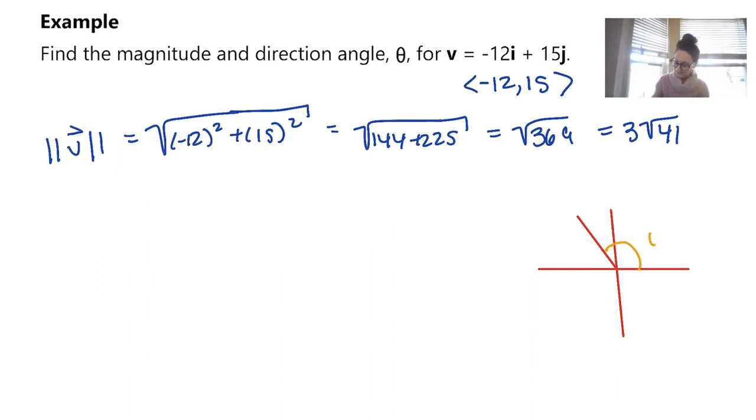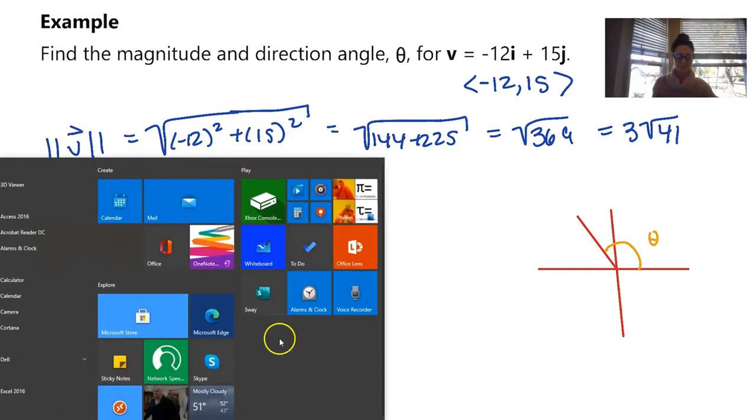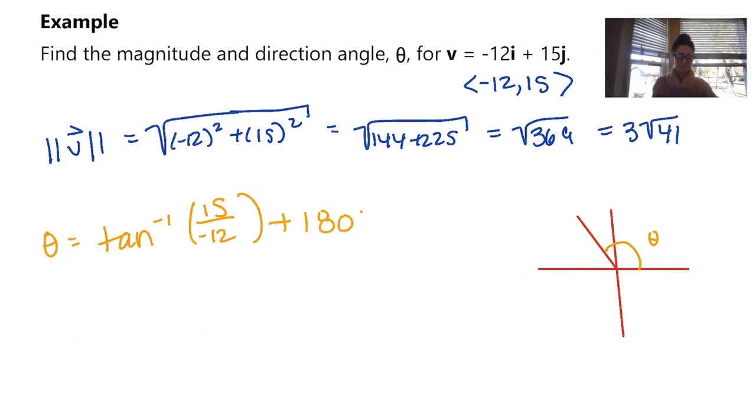Okay, so I'm looking for this angle. I'm going to call that theta. So theta is going to be, if I do this in the calculator, inverse tan of y over x, right? But if I'm in quadrant 2, what do I need to add? I need to add 180 degrees. All right, let me pull up my calculator and we'll do that together.